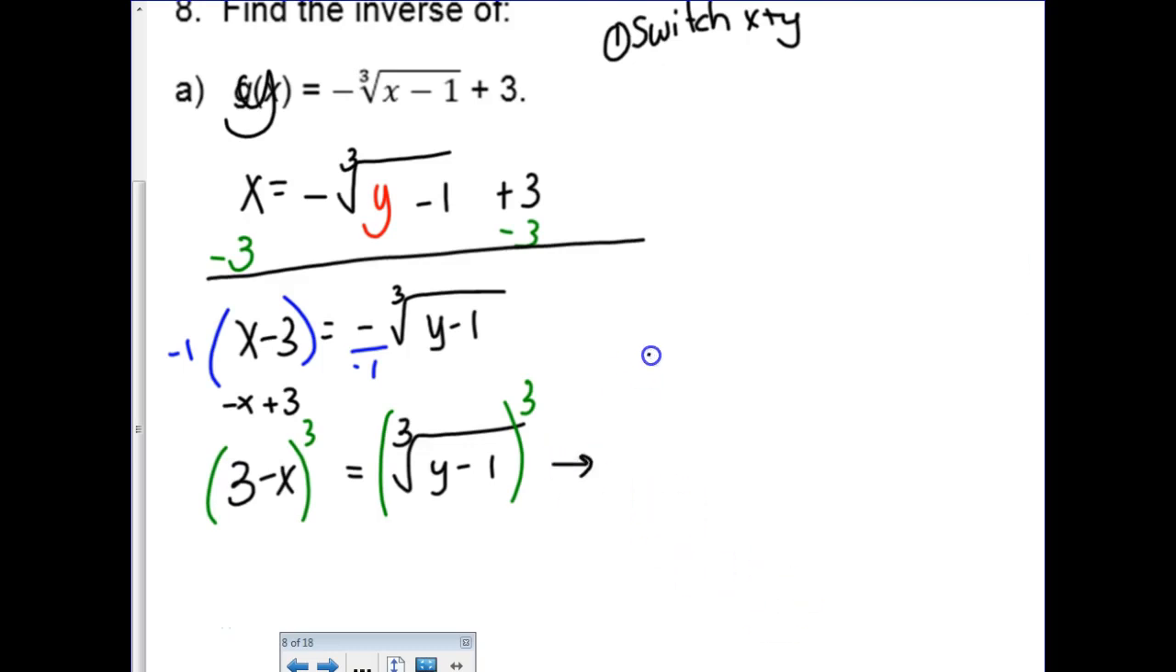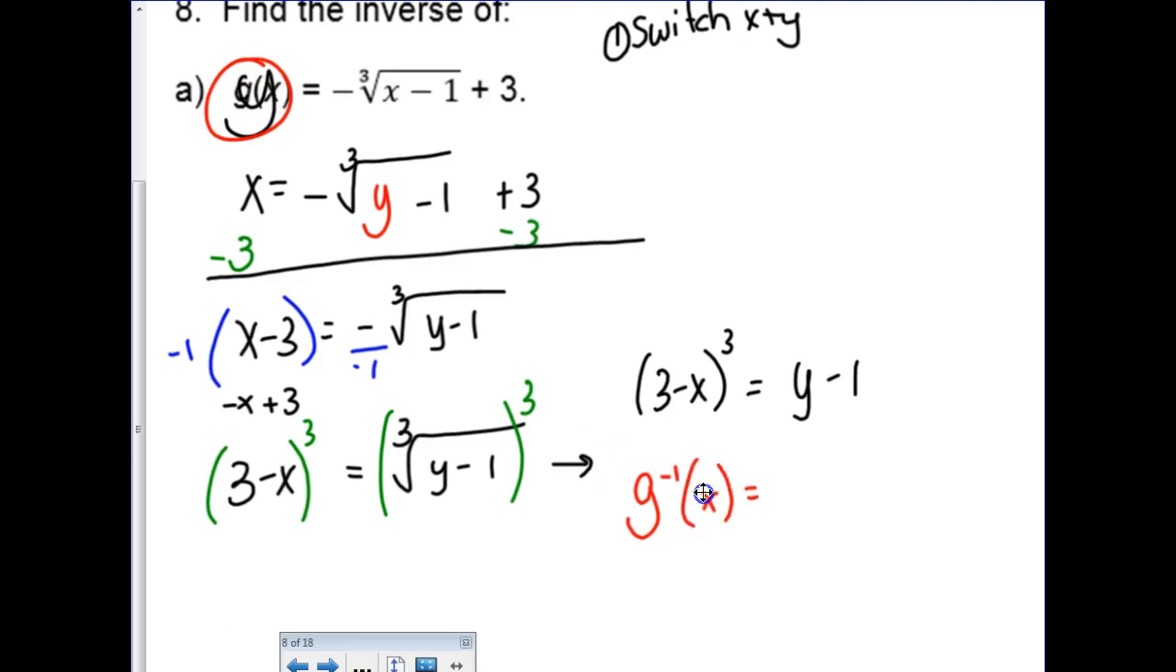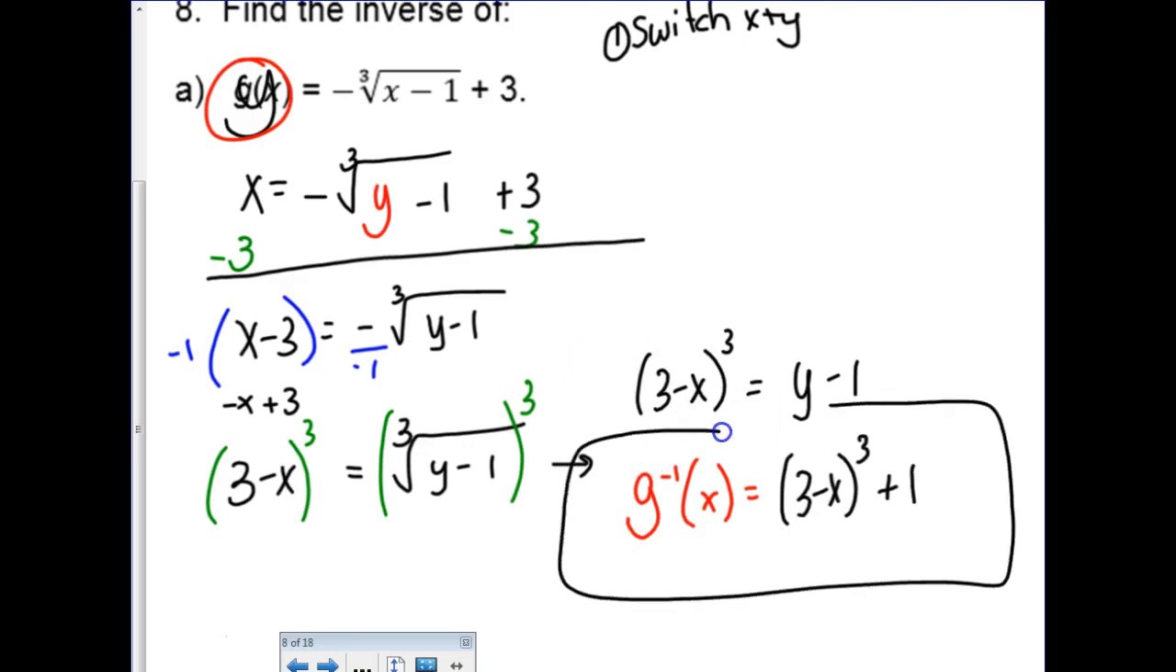So almost home free here, guys. You have 3 minus x quantity to the 3rd power equals y minus 1, and then your last step would be to add 1. Now, we don't call this y. What do we call this function if it's the inverse of this original function? G to the inverse. Yes, inverse of g. So g to the -1 of x. Very good. And then you said it was the 3 minus x quantity cubed plus 1. Lovely. That one took a lot of manipulation, but we got y by itself.